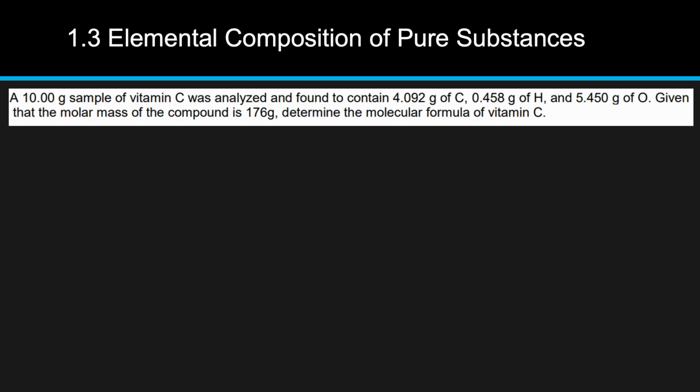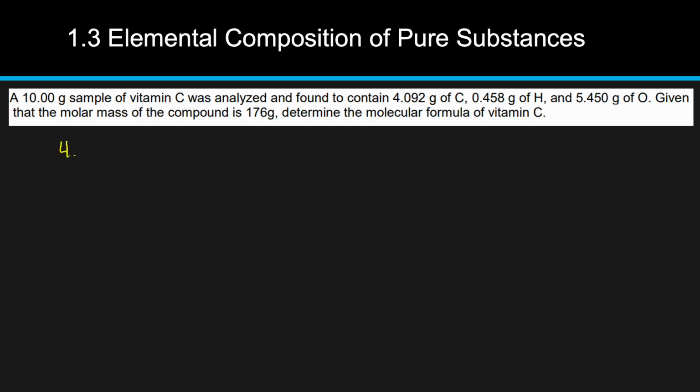A 10-gram sample of vitamin C was analyzed and found to contain 4.092 grams of carbon, 0.458 grams of hydrogen, and 5.45 grams of oxygen. Given that the molar mass of the compound is 176 grams, determine the molecular formula of vitamin C. We're trying to find the molecular formula, but remember, we can't get it unless we have the empirical formula. So our first step is to get the empirical formula. We're not given percent, we are given grams to begin with, so we're going to start with that.